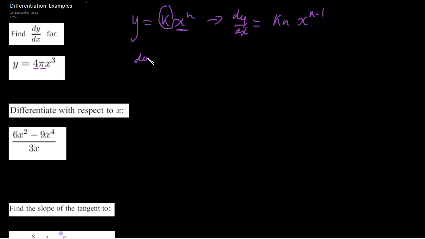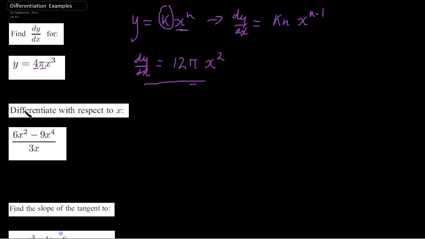So dy by dx will equal the constant times by the power, so 4 pi times by the power of 3, so that gives you 12 pi. And we're going to take 1 off the power, it's power of 3, so the power becomes 2. And that is the answer.